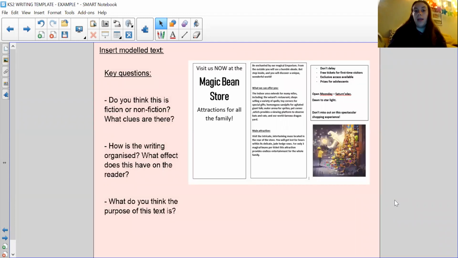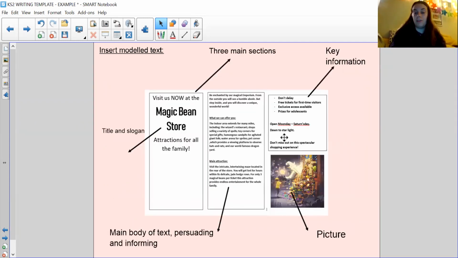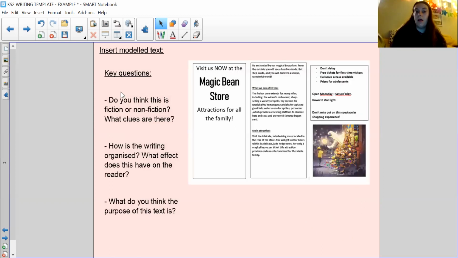Okay, so the way it's organised, we have 3 main sections. We have key information, a picture, the main body of text, persuading and informing, and the title and slogan. We can deduce from the fact that it's got 3 main parts and it's trying to persuade us that it's a leaflet that should be folded up so that it's skinny and has 3 bits. So it's actually an information and sort of a persuading leaflet because it's trying to get you to come to the store.